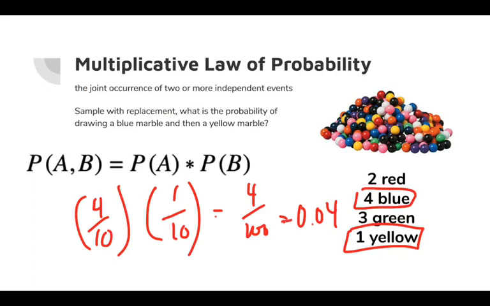So you have a 4% chance of reaching in and drawing a blue, putting it back, and then drawing a yellow. You have a 4% chance of that happening. Okay? That's the multiplicative law of probability. It's the joint occurrence of two or more independent events. All right?